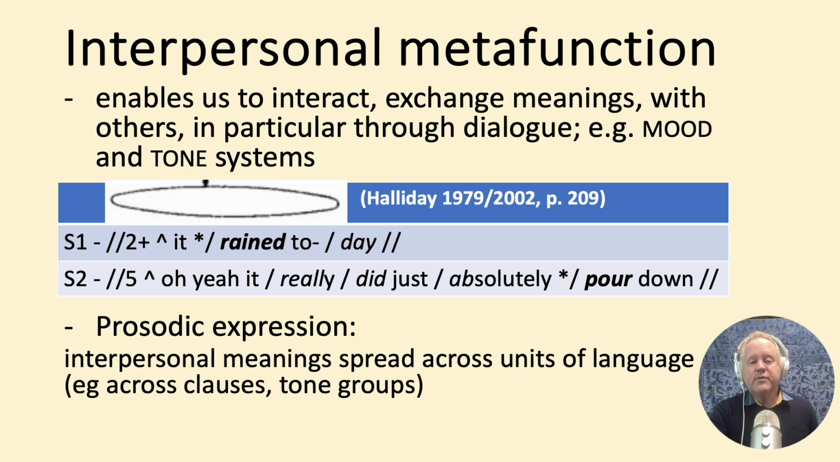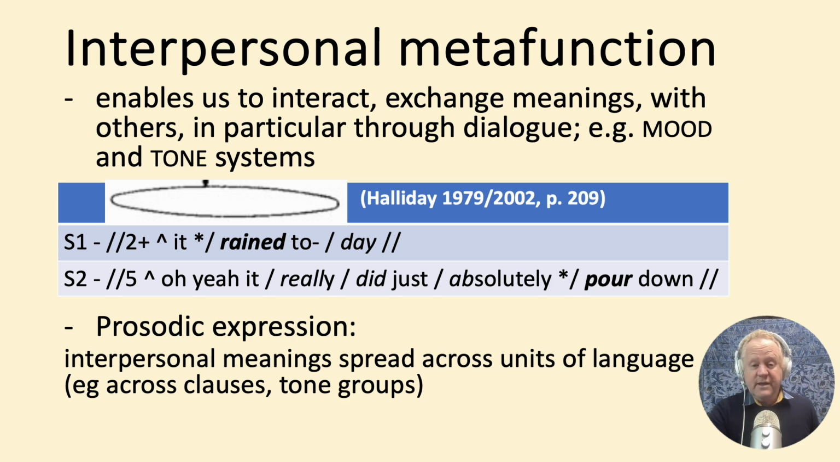Interpersonal meanings are expressed prosodically, spreading across individual units and stretches of discourse, what Kenneth Pike called field-like expression. In the top row of the box in this example is the image Halliday used in his 1979 paper to represent this prosodic form of expression. We can see this principle of prosodic spreading in this short dialogue here. Firstly, in the first move in this example, the tone choice spreads its expression across the entire tone group. It rained today. I will discuss this choice further in the next slide. Secondly, in the reply, an interpersonal prosody of intensification is spread across various choices. Oh yeah, it really did just absolutely pour down.